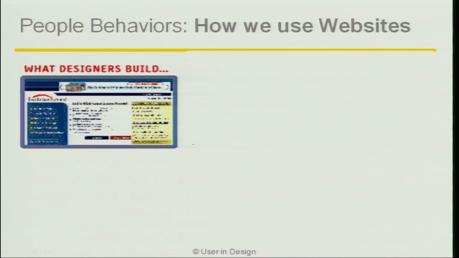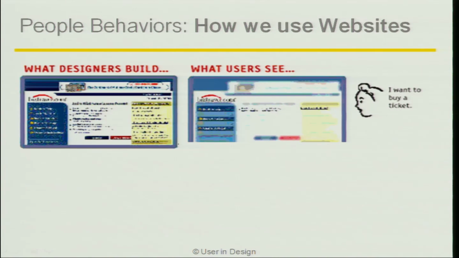How we use websites. What designers build, you know, this neat little thing, and then what does the user see? Everything is all blurry and they're just noticing a few things that they are interested in, and he says, I just want to buy a ticket.